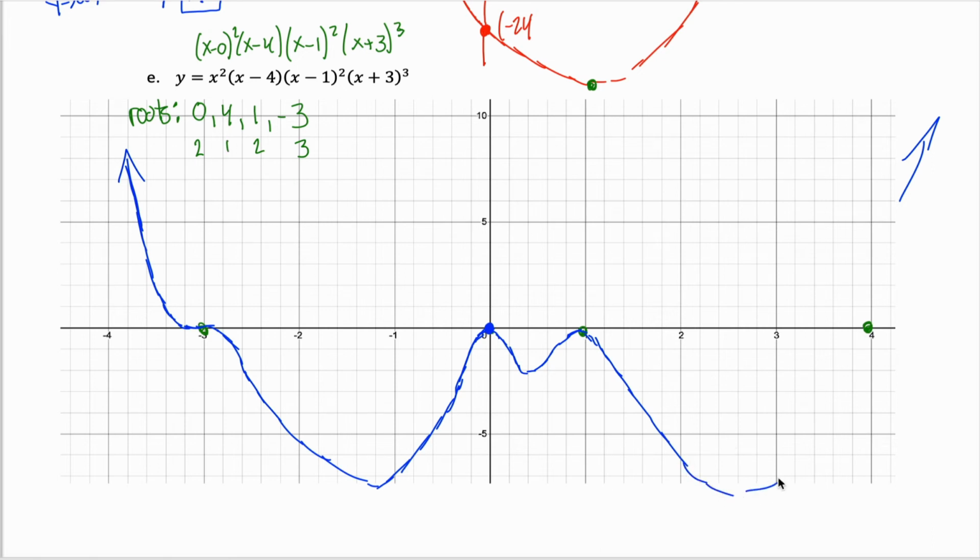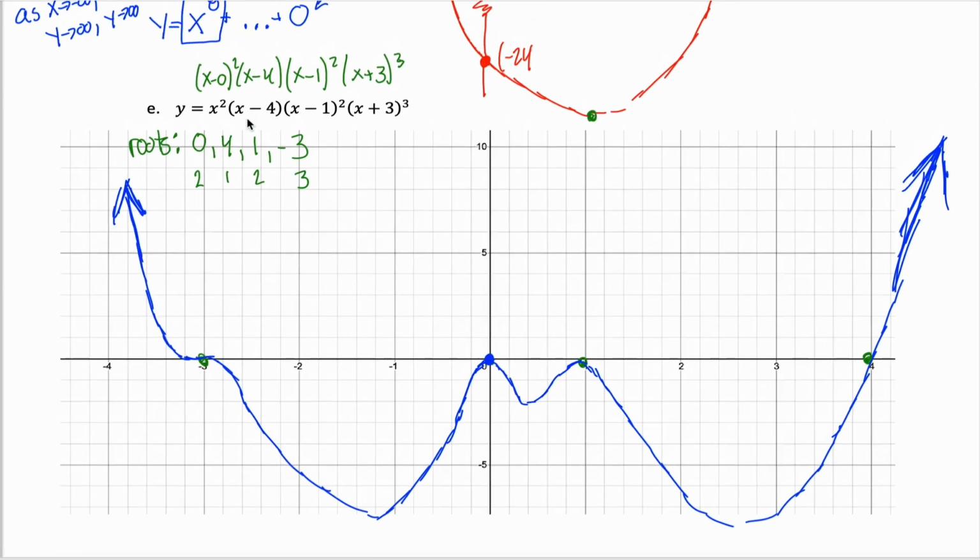So what that means is my graph is going to cross through the x-axis because this multiplicity is odd. And because it's only equal to 1, it's not going to flatten out as it crosses through. So it's going to look more like this. Fudge things a little bit so that I hit up with my arrow. And I've got an approximate graph of this polynomial.